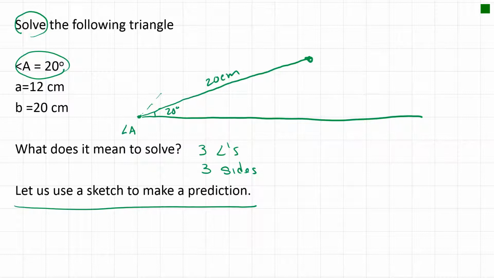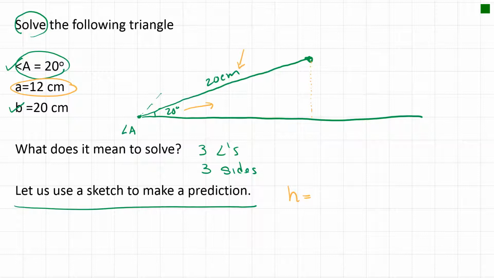Now the next step: I've drawn in this and I've drawn in this. Now I'm going to draw the side that's opposite angle A, which is 12 centimeters. And that is shorter than 20 centimeters. But how does it compare to the height? So I'm going to find, well, what's the height?